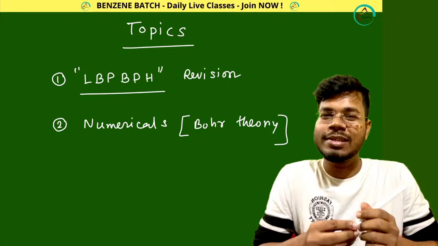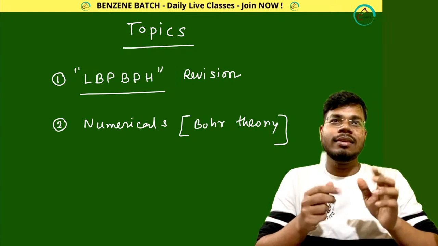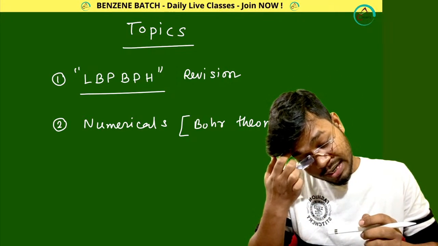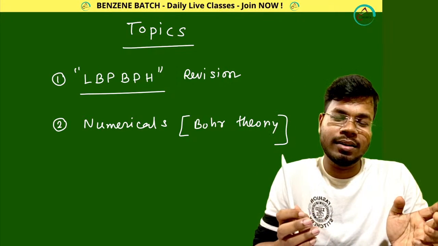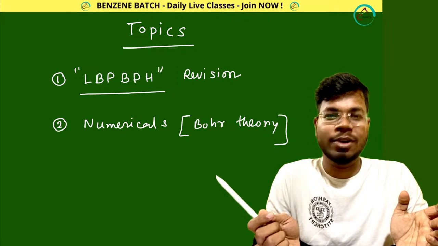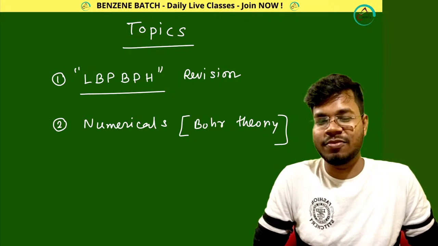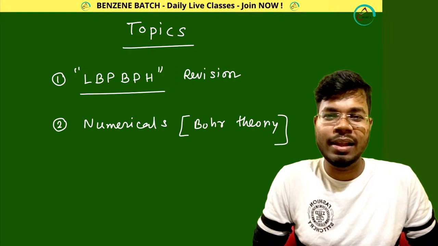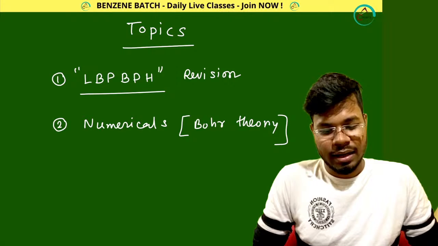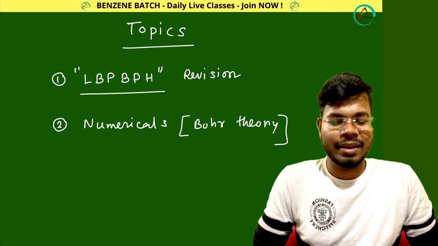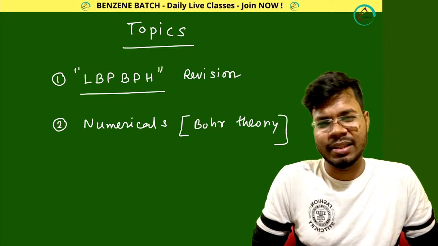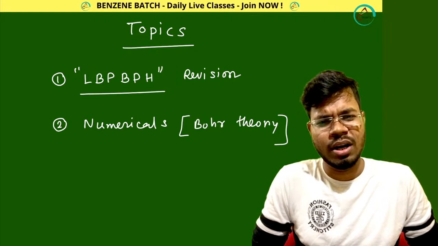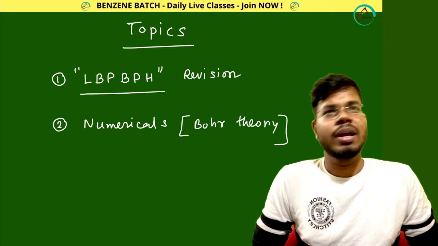So as I was telling you, we will just have a Q&A session first, then a session on numerical answer type questions from Bohr theory. I will tell you some shortcut methods to do that. Actually, this is a continuation video of the benzene batch, so I will be continuing that.